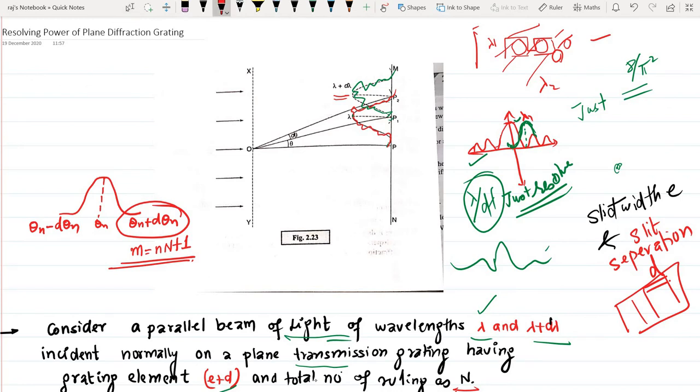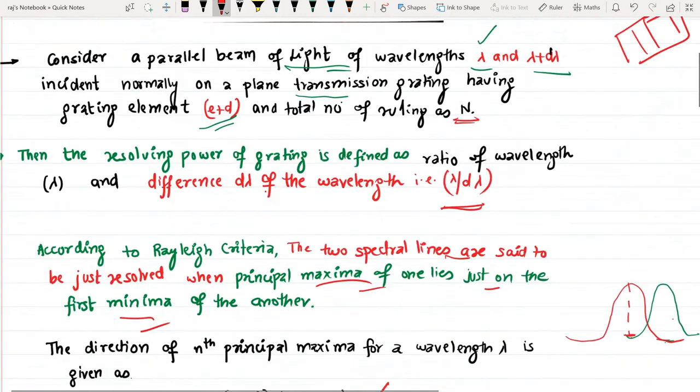we have already seen in the previous lectures, when we are defining the angular width, we said that these are the adjacent minimas having the lengths of theta n minus d theta n, theta n plus d theta n. And at that time we can substitute m is equal to n into n plus 1 or m is equal to n into n minus 1. Okay, so we will see the minimum in the direction of theta plus d theta.